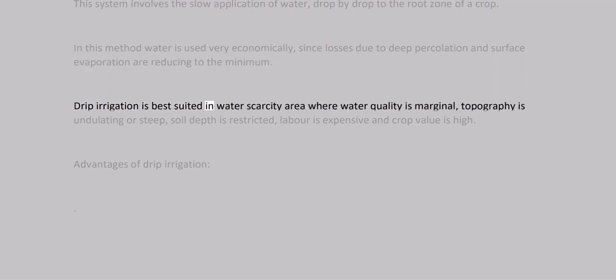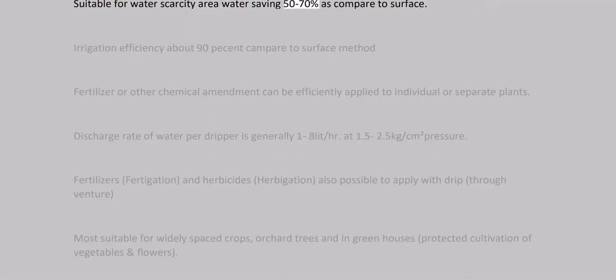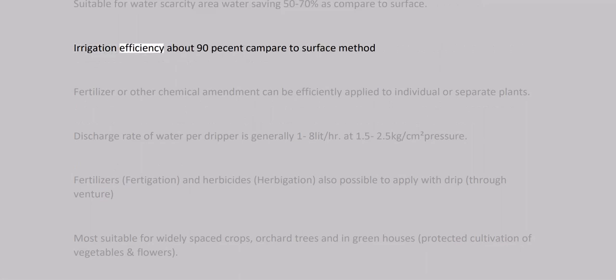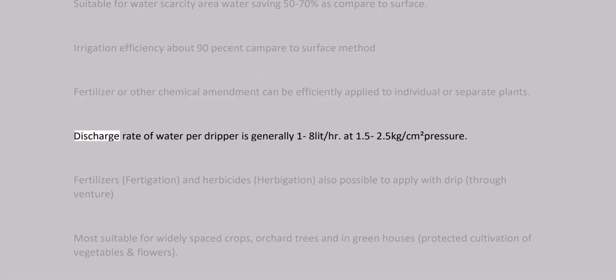Drip irrigation is best suited in water scarcity areas where water quality is marginal, topography is undulating or steep, soil depth is restricted, labor is expensive and crop value is high. Advantages of drip irrigation: suitable for water scarcity areas, water saving 50 to 70% as compared to surface. Irrigation efficiency about 90 percent compared to surface method. Fertilizer or other chemical amendment can be efficiently applied to individual or separate plants. Discharge rate of water per dripper is generally 1.8 liters per hour at 1.5 to 2.5 kg per cm squared pressure.